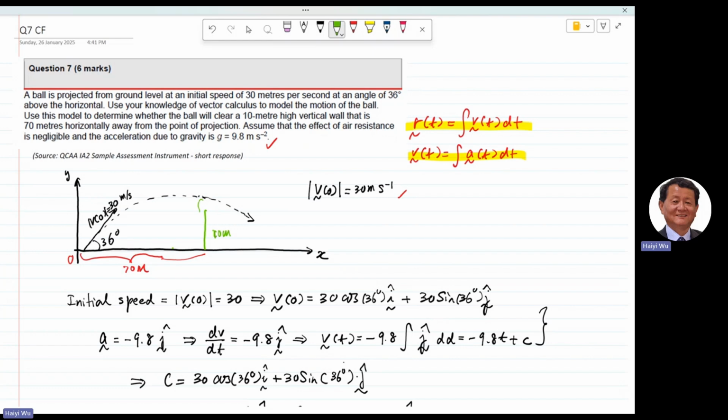That vertical distance, we call y. So this is the x. Sorry, I'm going to use red. The x component is 70. So we need to find the y component. Sorry, not a velocity, it's the position vector. So this is the position vector of the x.